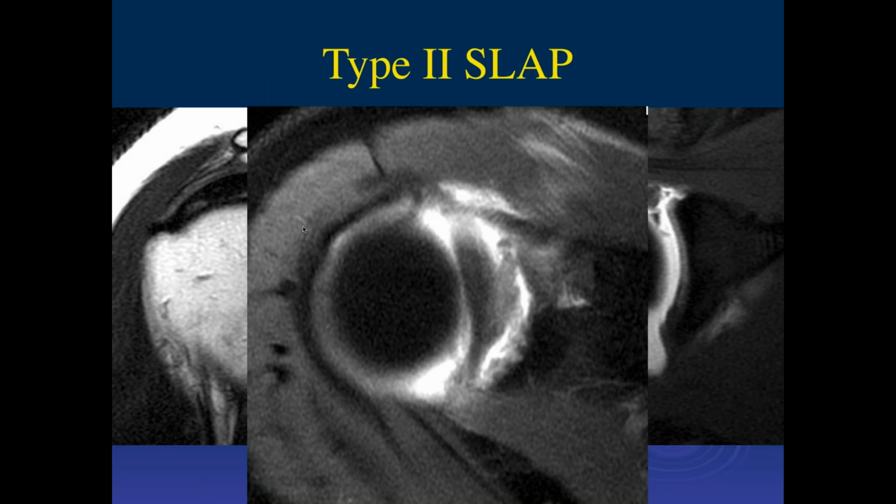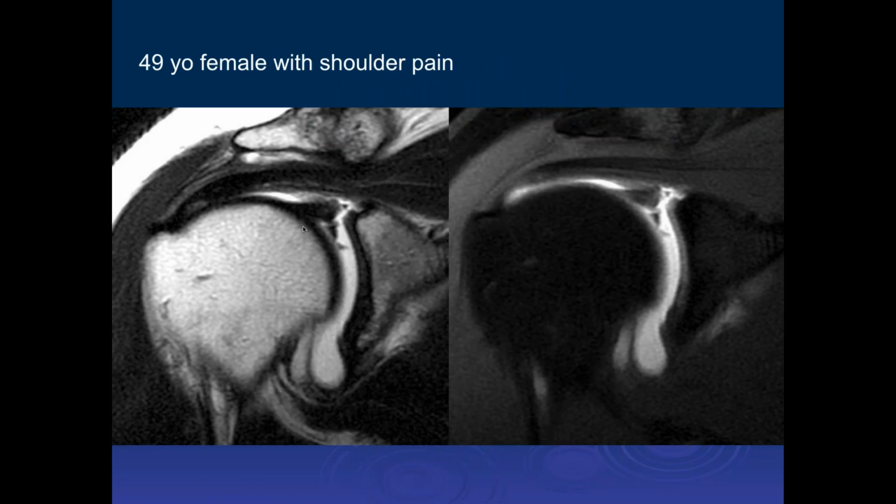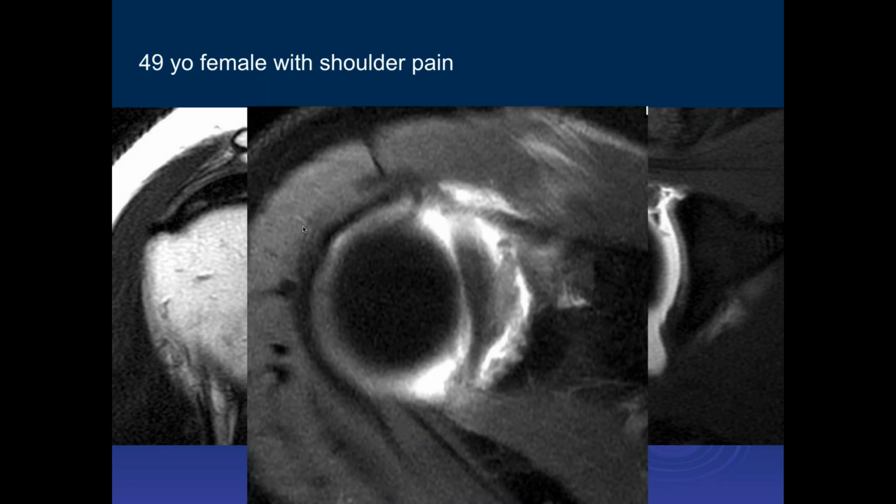Thomas, what would you do with this one? So it involves the biceps anchor, so they might benefit from surgical management. Well, 49 years old, over the age of 40, what you do is just do a tenodesis or release it. Oh, okay. You don't try to repair these.